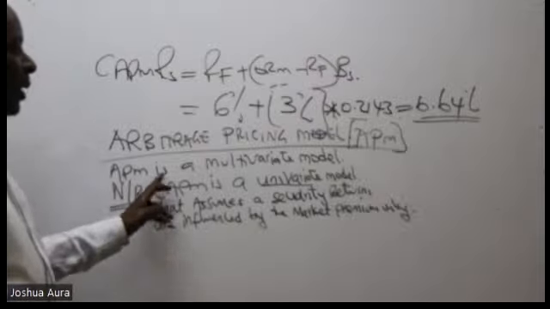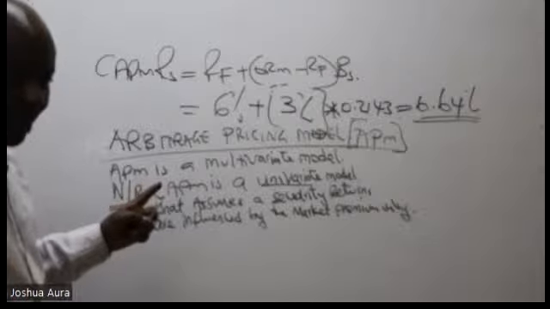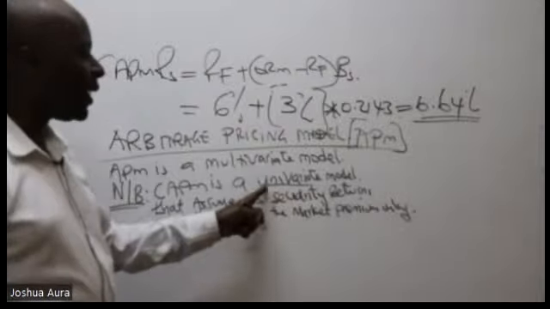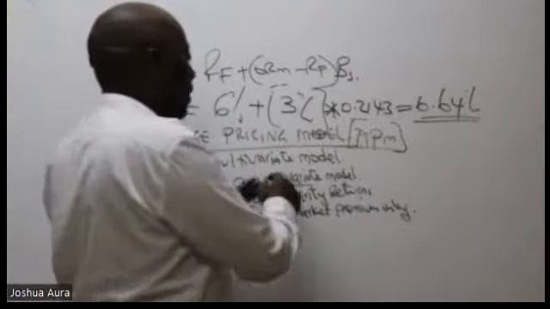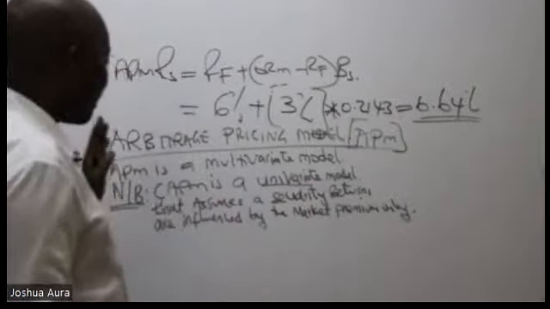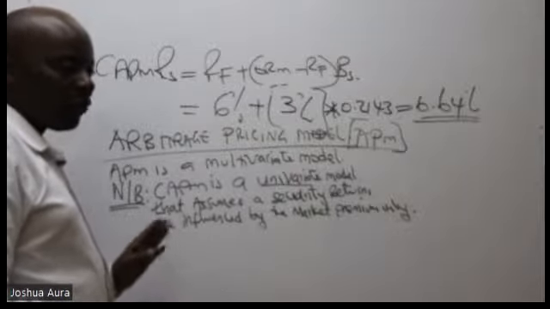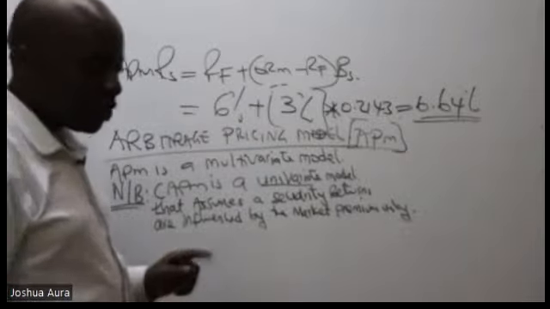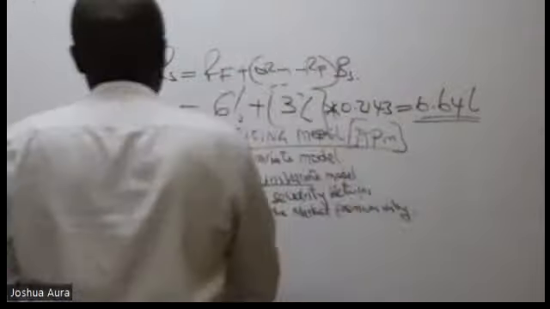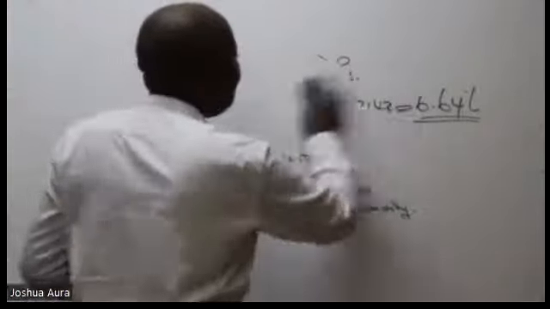Whereas APM is a multivariate model. Asezi is asking whether univariate means a single factor model. Yes, it's a single factor model. Uni means one factor. So as Asezi is telling us, CAPM is a single factor model. Now today I'm here to teach you how to calculate arbitrage returns. How do we get arbitrage returns?